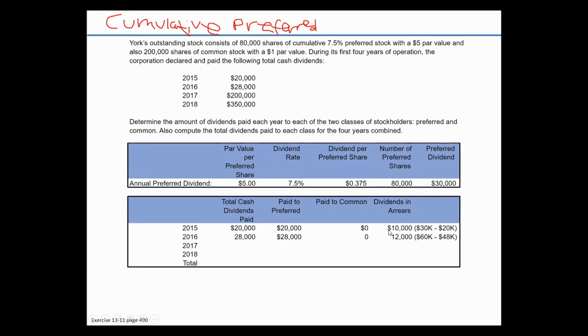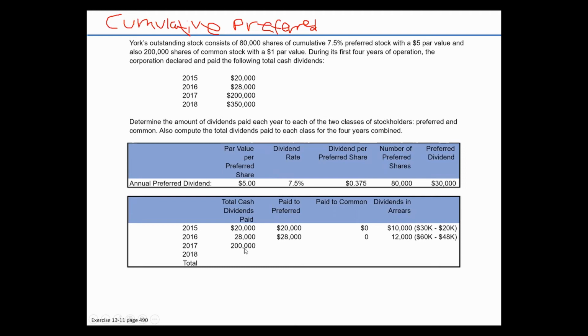And so now we're adding to it because we have $2,000 in arrears for 2016. We also have 10,000 in arrears for 2015. So we take 60,000, what they were owed in total for the preferred, minus the amount that they've received, which is 48,000. And that gives us the amount of dividends that are in arrears.